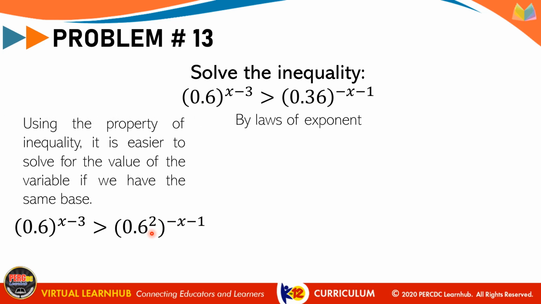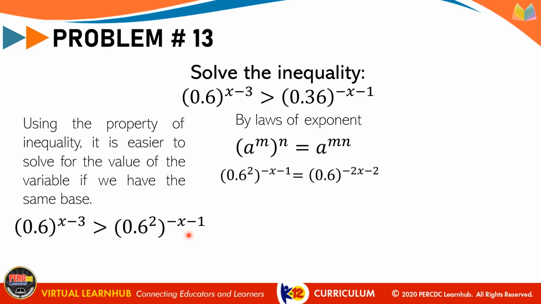Now, by laws of exponent, a raised to m raised to n is equal to a raised to mn. From here, we will have 0.6 squared raised to negative x minus 1. We will just multiply 2 and negative x minus 1, giving us 0.6 raised to negative 2x minus 2. Going back to the inequality, we will have 0.6 raised to x minus 3 is greater than 0.6 raised to negative 2x minus 2.